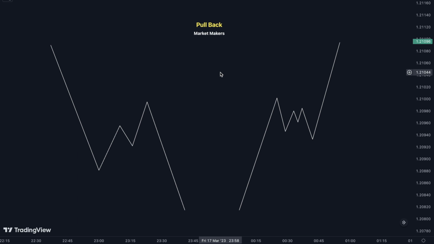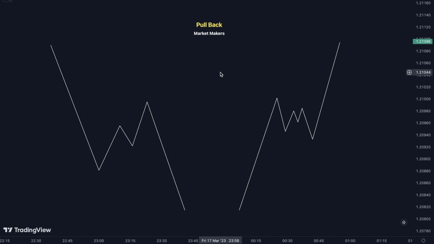Okay, so I will show you examples of pullback in a bullish and bearish trend as well. What is a valid pullback? When the market is in an impulsive move or in a trend and gives an opposite side movement for a small time to take liquidity or to fill any inefficiency, it is called a pullback. But the main catch is it has to take the previous candle's high in a bearish trend and the previous candle's low in a bullish trend.